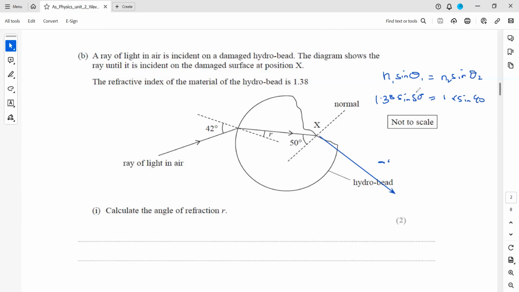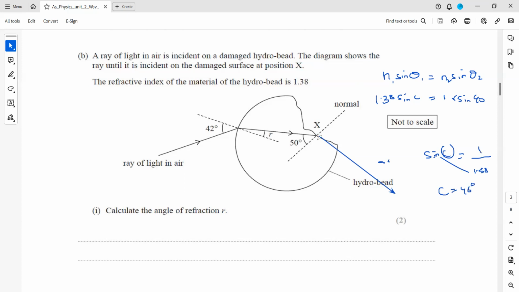sine theta 2 will be 90. So we are finding the critical angle, so that is the unknown, C. So if I need sine C, sine 90 is 1, so it will be 1 over the refractive index and then take a sine inverse. So if I need C, it will be sine inverse of 1 over 1.38. So that will give you the critical angle of this glass bead. So the critical angle for this glass bead is 46. So now this angle is more than 46.